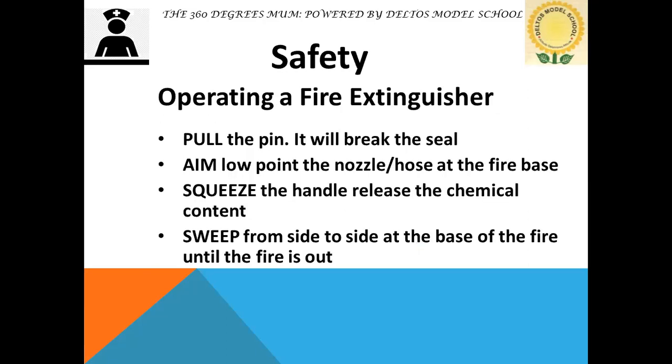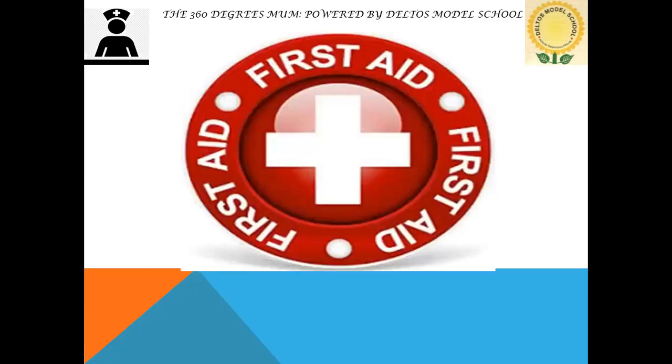Then you place the nozzle, that's the hose. You place it at the base of the fire, not up, down, at the base where the roots of the fire, where the fire is coming from. When you have pointed the hose at the base, then you squeeze the handle. You squeeze and release the chemical content, and then you turn it side by side to ensure you target the whole base of the fire, and then the fire goes out.